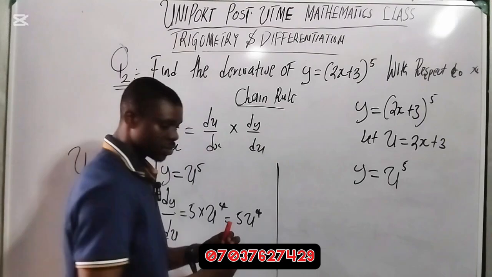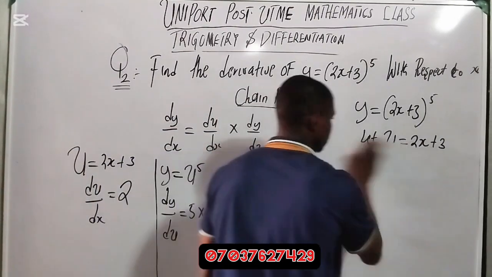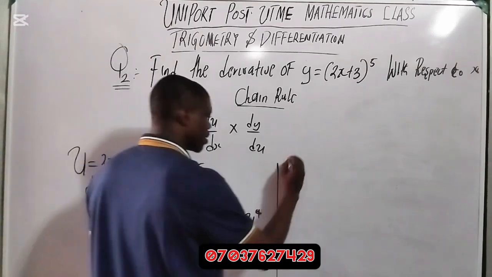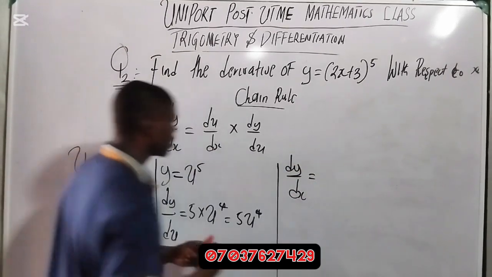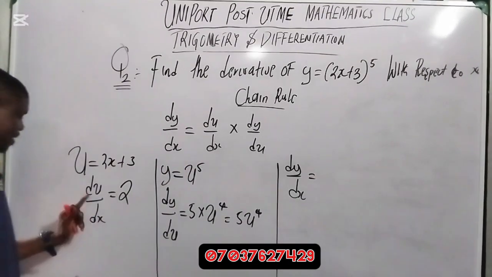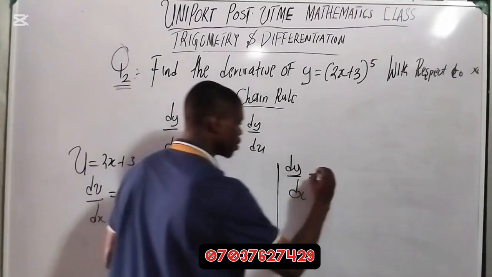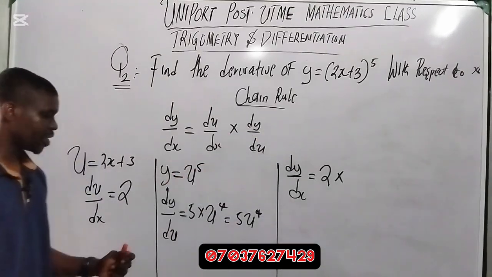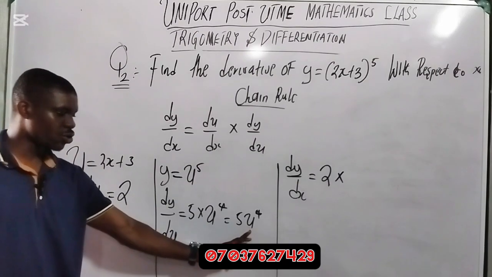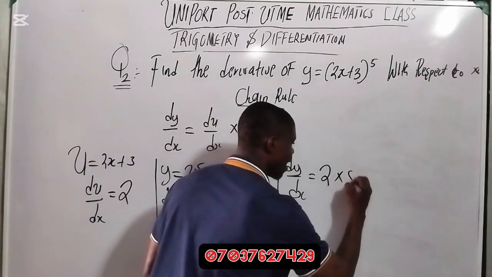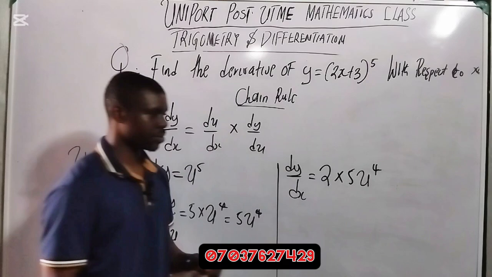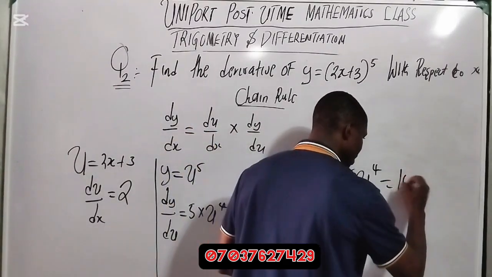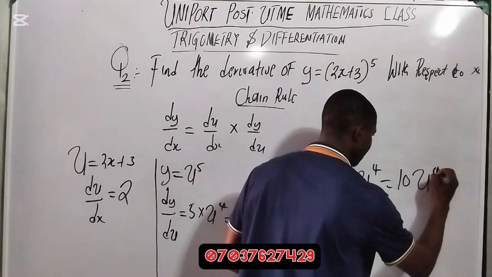Now remember, dy over dx equals dy over du times du over dx. What's du over dx? It's 2 here. Now dy over du is 5u raised to 4. So 2 times 5 is 10. So it will be 10u raised to 4, right?